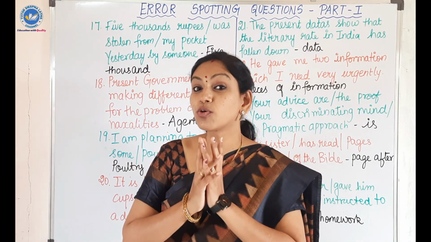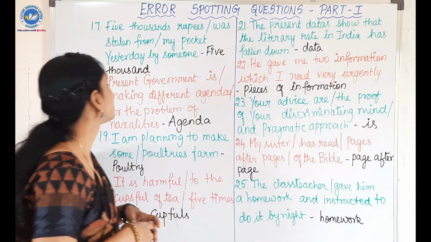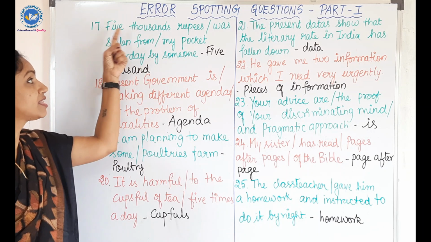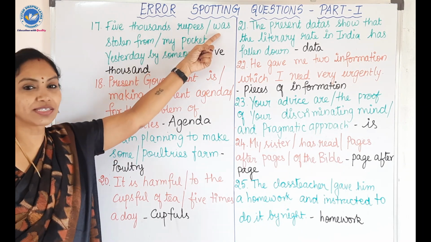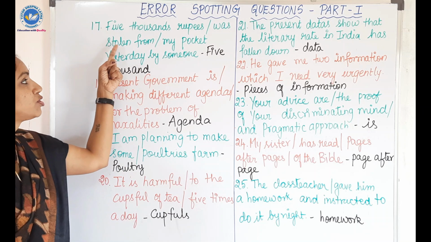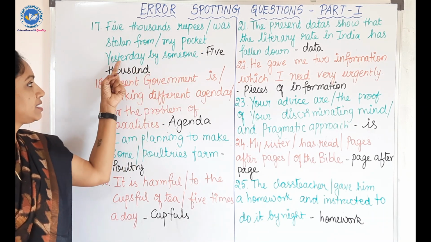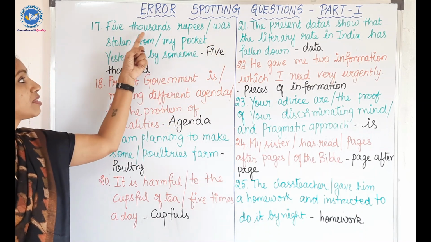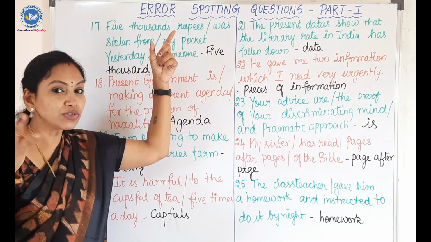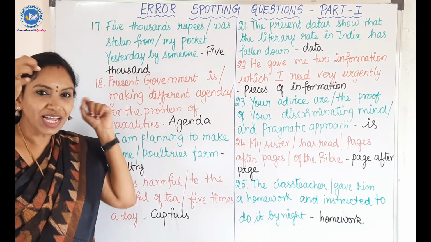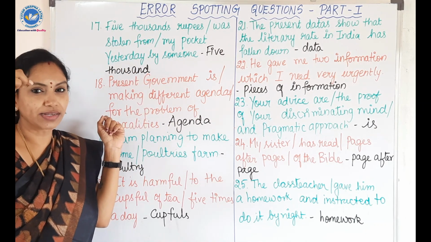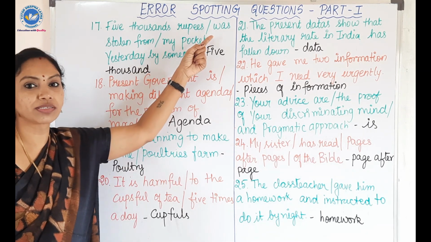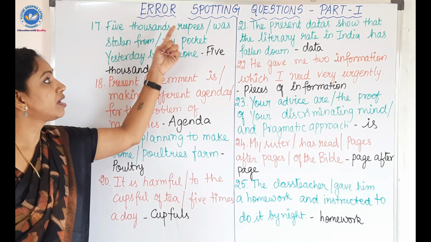Next, my dear friends, question number 17. 5,000 rupees was, note down, was stolen from my pocket yesterday by someone. Was is a singular verb. 5,000 rupees. Thousands cannot come. It is 5,000 rupees. Note, they mean a singular note, just a single note. That's why they have given was.